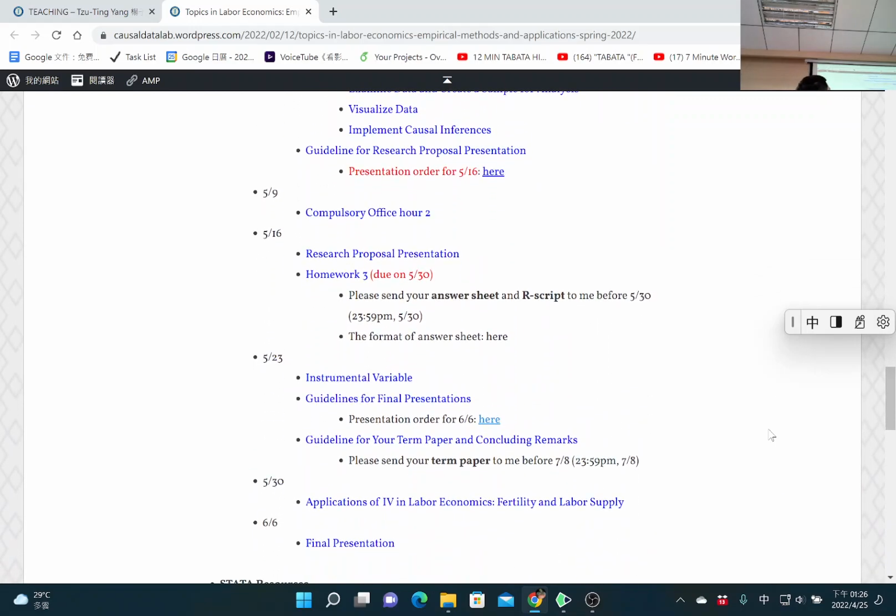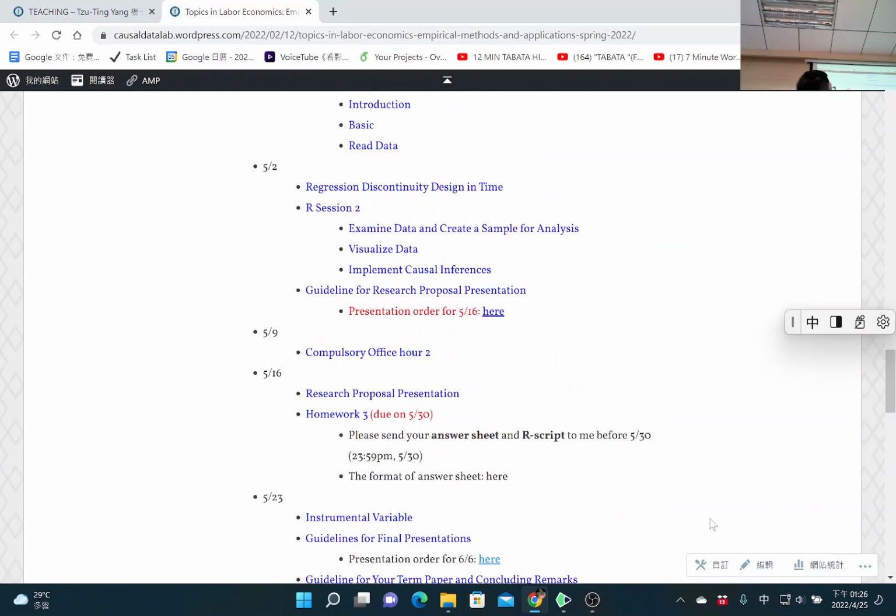Office hour. So basically, from next week, the class time is kind of like office hour. So you can book office hour, and I will let you know how to do that. And we can have more meetings to discuss your term paper and your research question. I think it's also helpful for your final term paper. Okay, any questions? Okay, so let's start.